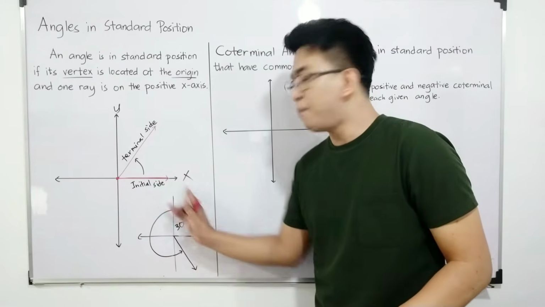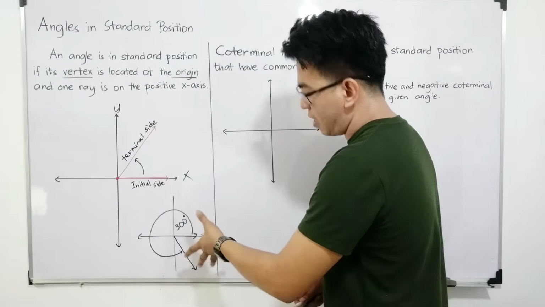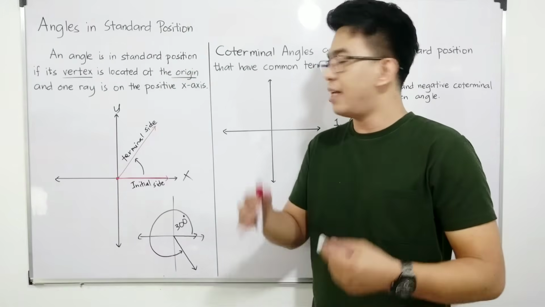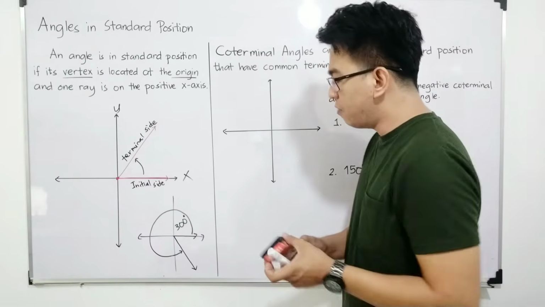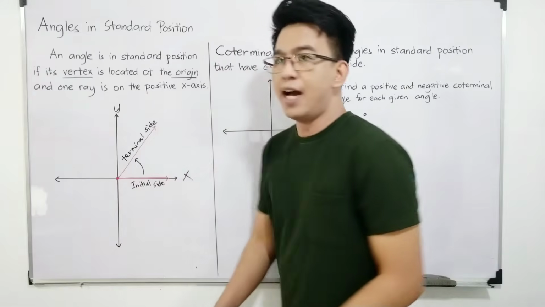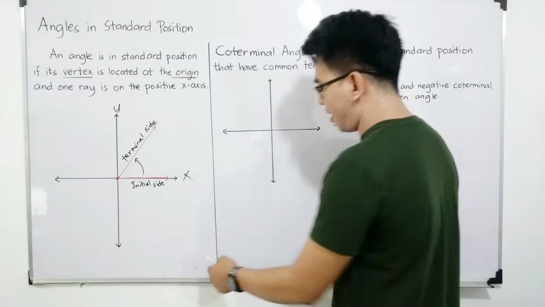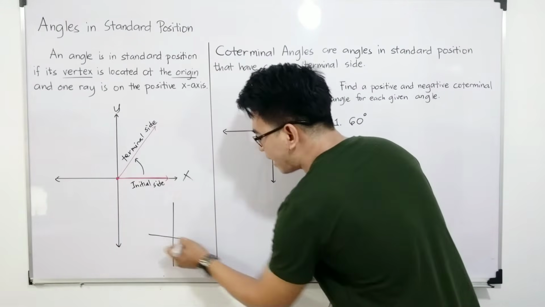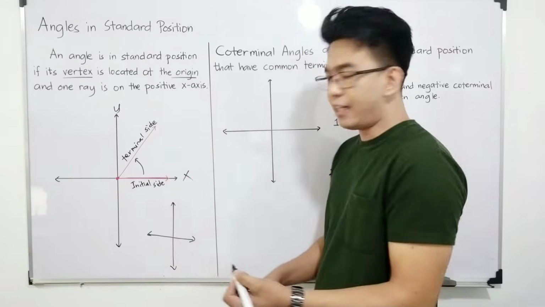This one is a positive angle because the movement or revolution of our angle is counterclockwise. Okay, I hope you got the concept. Yes sir, what about when the movement or revolution of the angle itself is in a clockwise direction? Of course, if our counterclockwise is positive, then automatically our clockwise is negative.